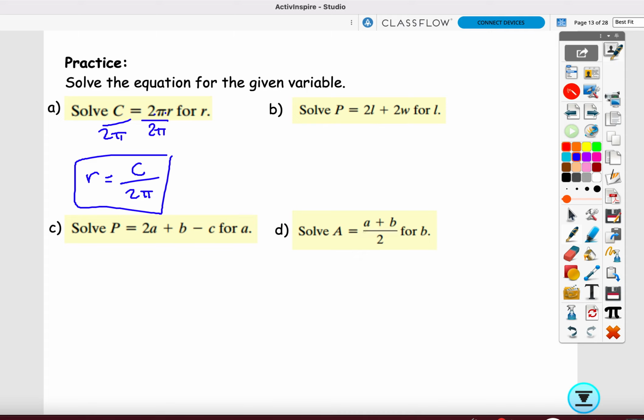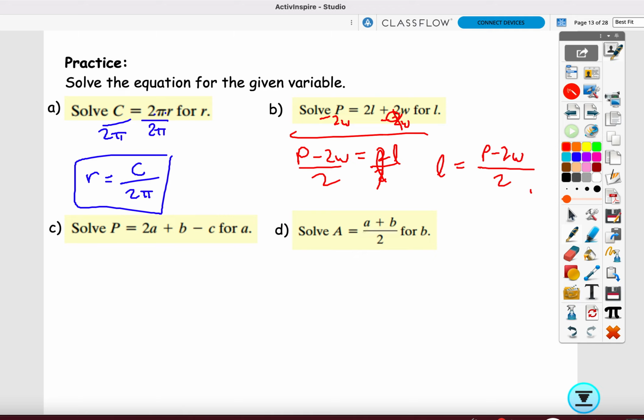B wants us to solve for length from a perimeter equation. So we want to get L by itself. So now we're just going to go ahead and move 2W on both sides. So then we get P minus 2W equals 2L. Divide both sides by 2. And then we get L is equal to P minus 2W over 2. And we're done.